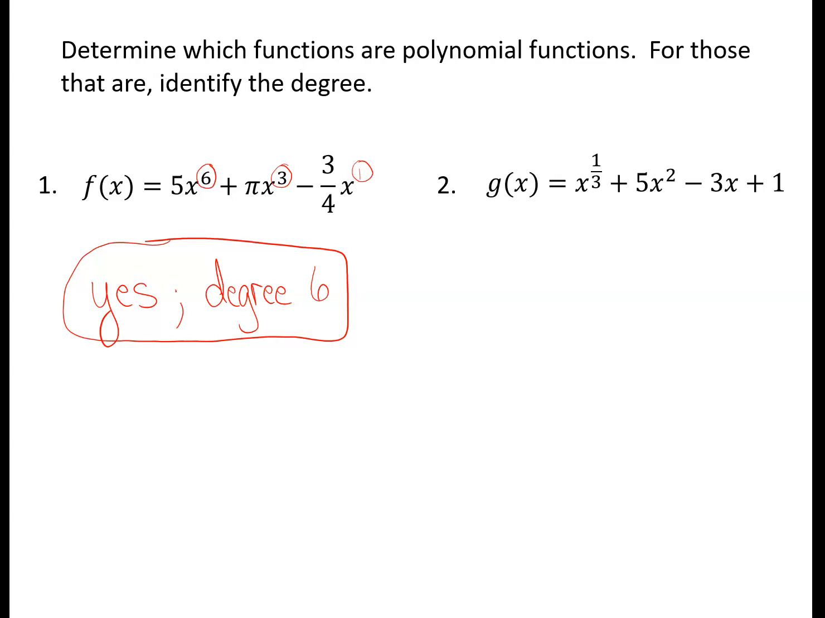Okay, look at number 2. Right away on our first term, we have an exponent of 1/3. 1/3 is not a whole number, so we can go ahead and just answer no. And that's all you have to write as far as on a quiz or a test. But if you're trying to make yourself some notes as to why you answered no, then you would write because 1/3 is not a whole number.